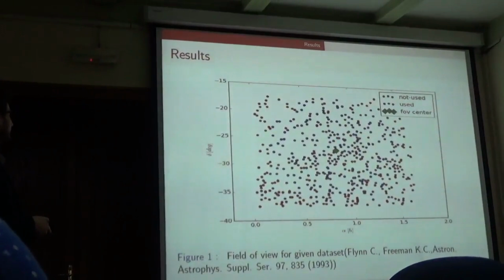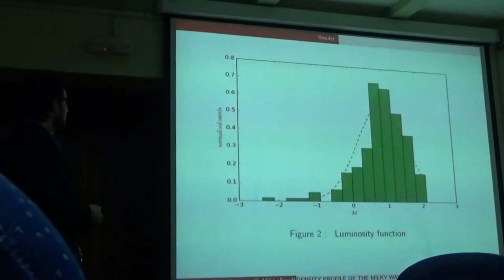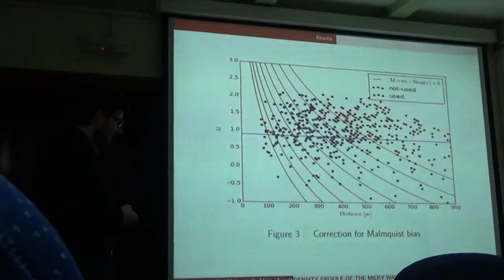So this is a data set taken from this survey, and we didn't use all these stars. These are K giants, because they are very bright, and on some set of these stars from the field of view, we also tried to see how good the normal distribution is as an approximate distribution of the luminosity function, actually in the absolute magnitudes, and it is a pretty good agreement with the normal distribution. And this is the correction for the Malmquist bias for this data set.